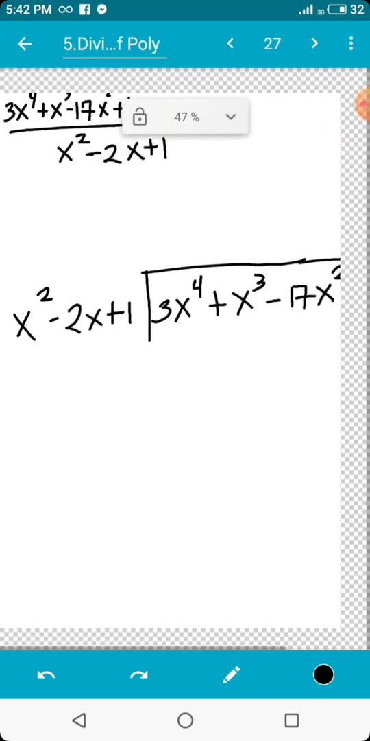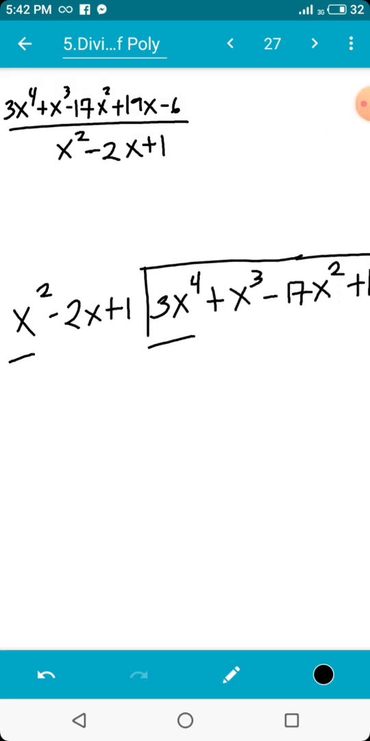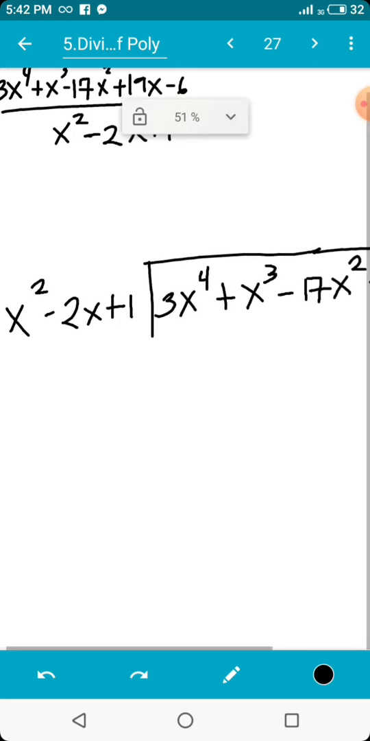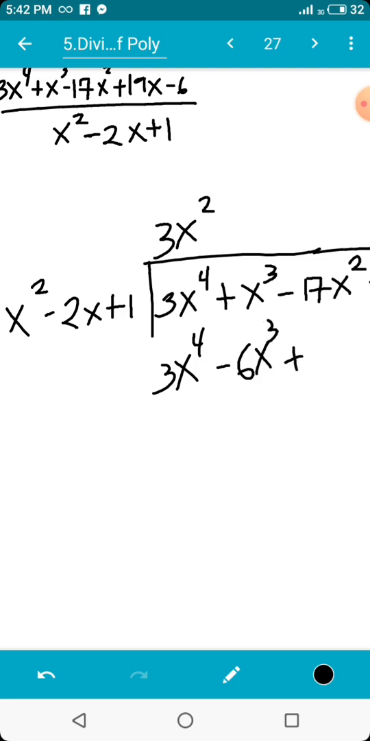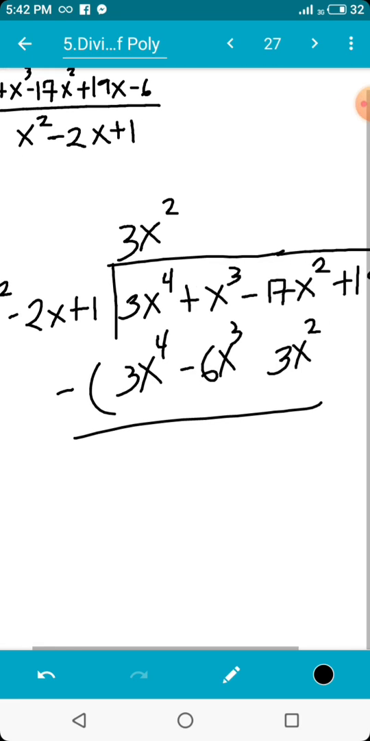So, i-divide muna natin yung 3x raised to 4 dito sa x squared. Expand lang natin para medyo mas makita. So, i-divide natin siya. 3x raised to 4 divided by x squared. That is 3x squared. And then, i-times natin siya sa bawat term na to ng divisor natin. Okay? So, we have 3x raised to 4. And then, negative 6x cubed. And then, positive 3x squared. Okay? And then minus, but don't forget the open and close parenthesis. So, mag-iiba yung sign. Ayan.